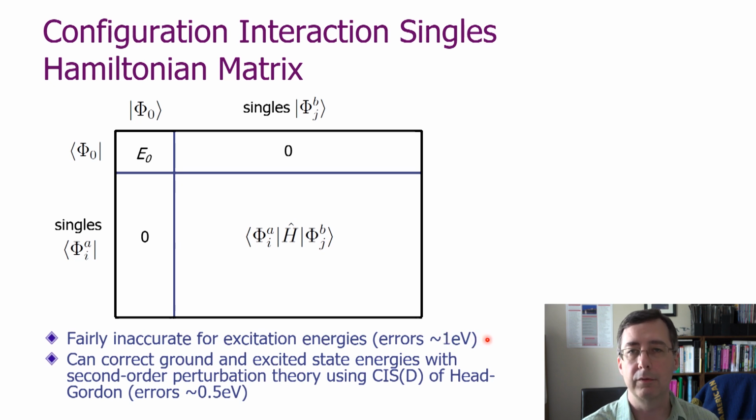which is not that great given that the excited state energy might only be 2 electron volts, so you might be making a large relative error. I can correct this approximately for dynamical correlation using the CIS(D) approach of Head-Gordon and coworkers, and that can reduce my errors by something like a factor of 2, which is a big improvement, but that may still not be accurate enough depending on what you're doing.